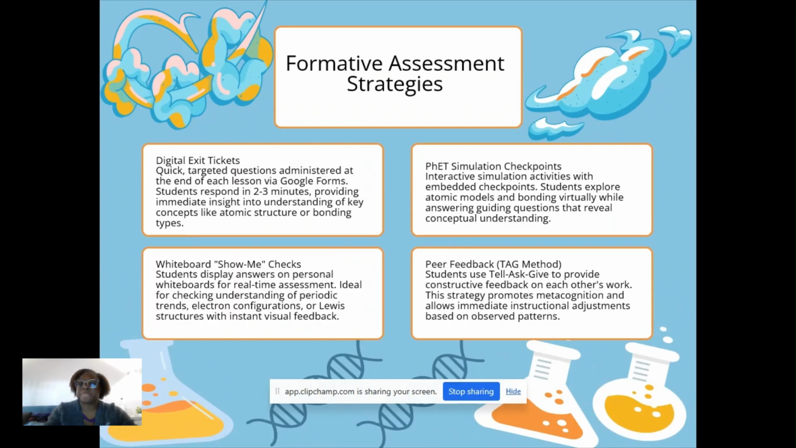The PhET simulation checkpoints, interactive simulation activities with embedded checkpoints. So students explore atomic models and bonding virtually, and then they answer guided questions that reveal where they are. And then peer feedback is a TAG method. Students use the tell, ask, give to provide constructive feedback on each other's work. So this strategy promotes metacognition and allows immediate instructional adjustments based on the observed patterns.